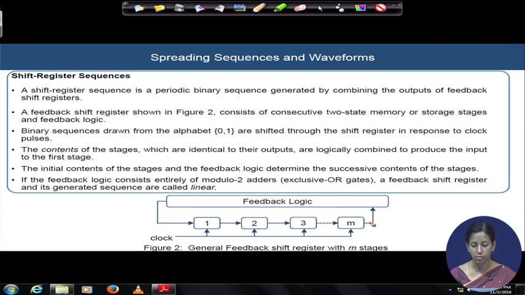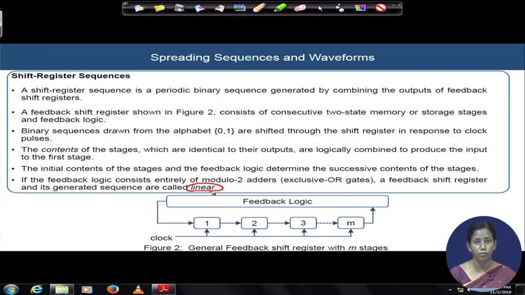The outputs of these memory stages are combined logically, and the output of this logic circuit will be fed back as the input of the first memory stage, and the clock will control the proceeding of these values from stage to stage. And we understand that if the feedback logic consists entirely of modulo 2 or exclusive OR gates, if the logic is designed by only exclusive OR gates, then this kind of feedback logic and feedback shift register will be called a linear shift register.